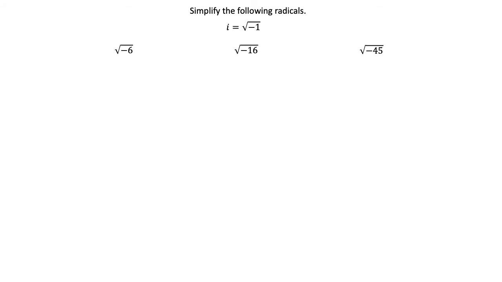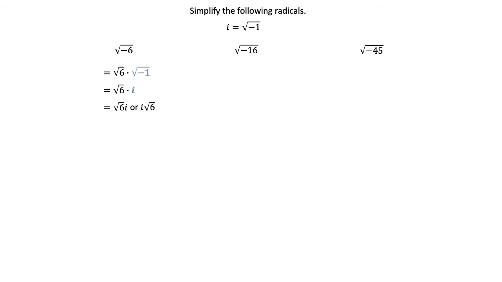For the square root of negative 6, for instance, you can break that into the square root of positive 6 times the square root of negative 1. And then you can replace the square root of negative 1 with i and write your final answer as square root of 6 i. Now the i is not located underneath the radical, so to avoid confusion, sometimes people will write this as i square root of 6. Both are acceptable.